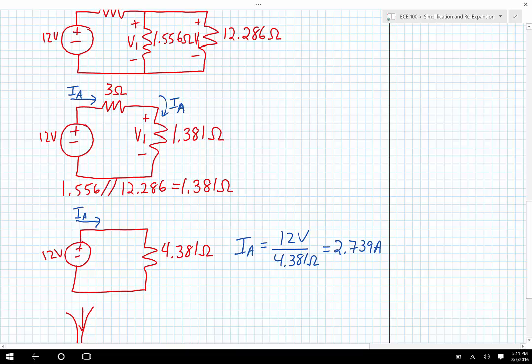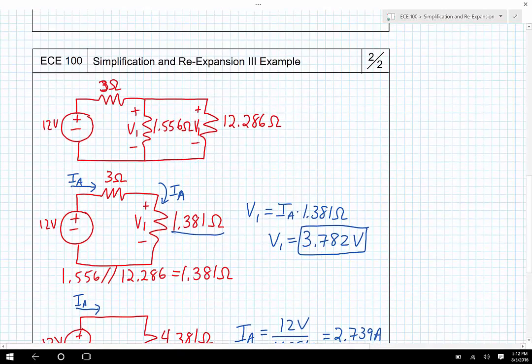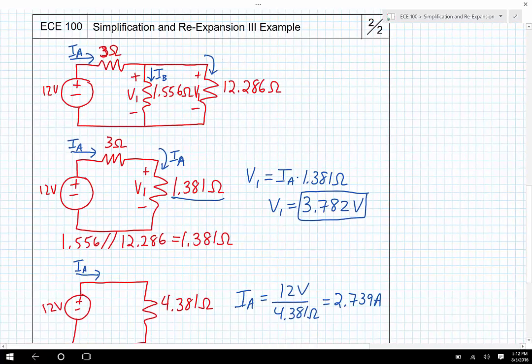So there's I sub A as well. And if that's I sub A, and if this is 1.381 ohms, then I can find V1. V1 is equal to I sub A times 1.381 ohms, and therefore V1 is equal to 3.782 volts. So that's V1. Now, we can go back up one step further. Here's I sub A. And I'm going to go ahead and label the other two branch currents now. This one will be I sub B, and this one will be I sub C.